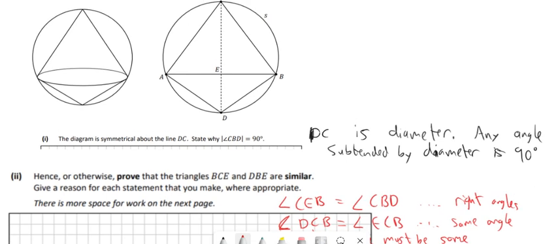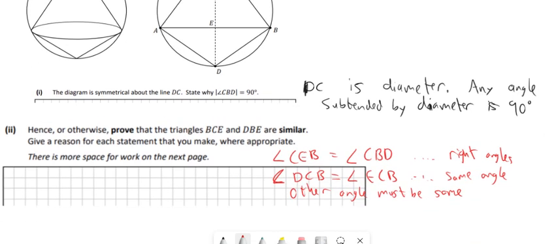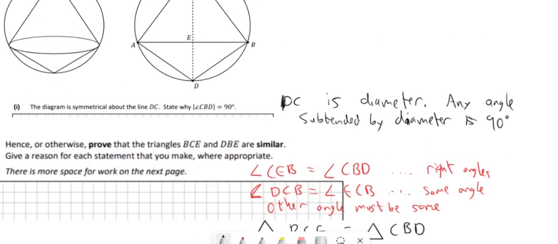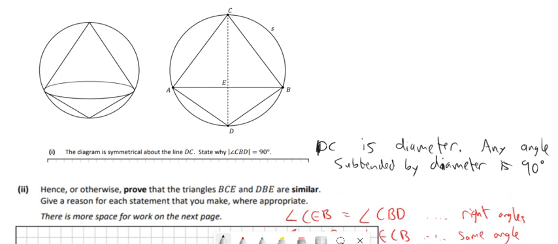Now that shows then that those triangles are similar. So the triangle BCE has to be similar to the triangle CBD. So we've shown that those two triangles are similar. Now I'm going to show that the bottom triangle down here is similar to the big triangle also.